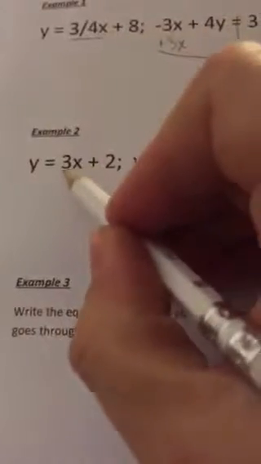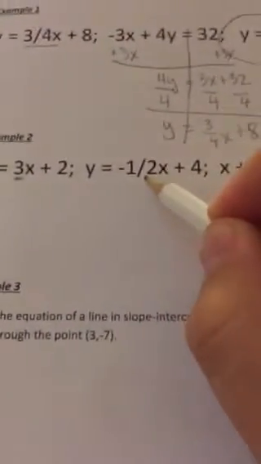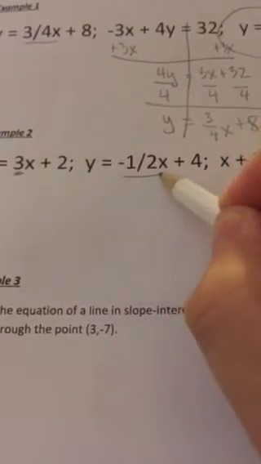On example 2, this one's in slope-intercept form. I can see it has a slope of 3. This one's in slope-intercept form. It has a slope of negative 1/2. So those are not parallel.